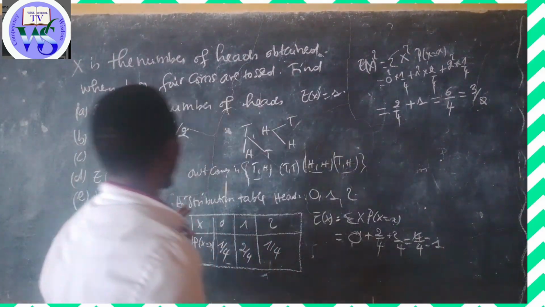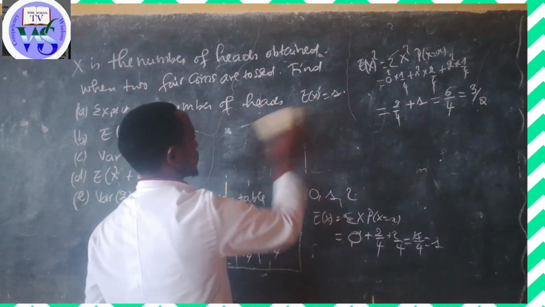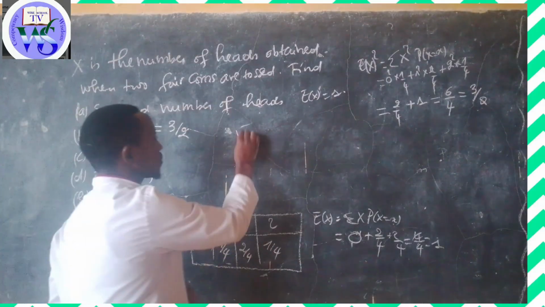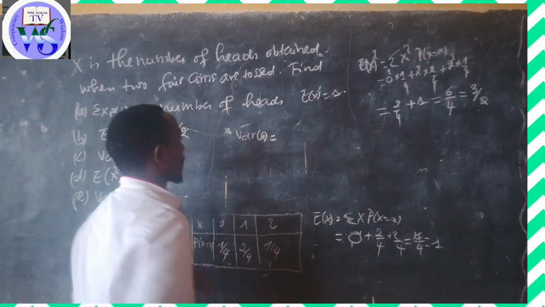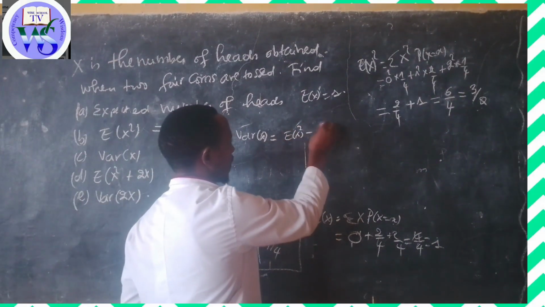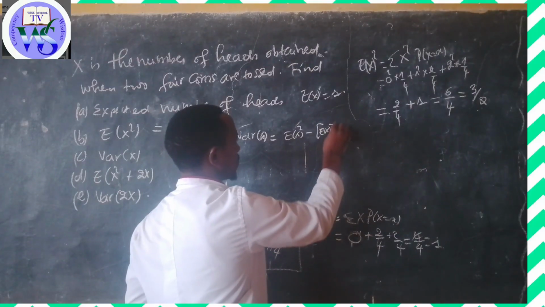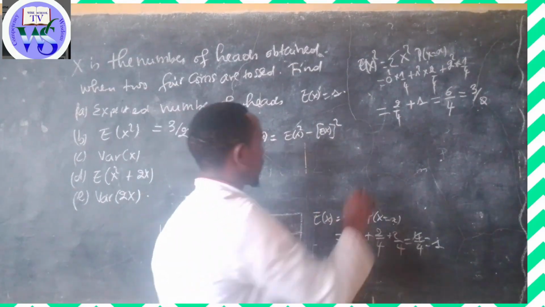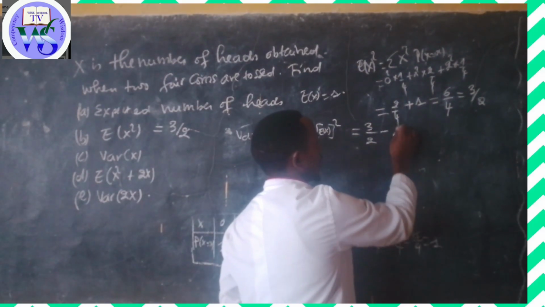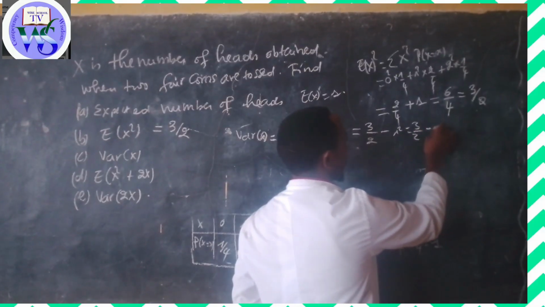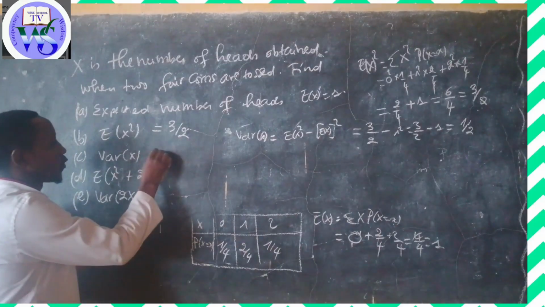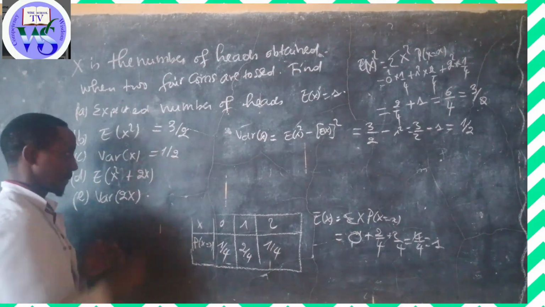Let's continue. The variance of X is the expectation value of X squared minus the square of E(X). So we take 3 over 2 minus 1 squared, which is 3 over 2 minus 1, equal to 1 over 2. So the variance of X is 1 over 2.